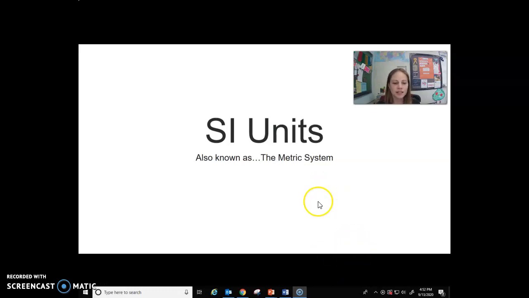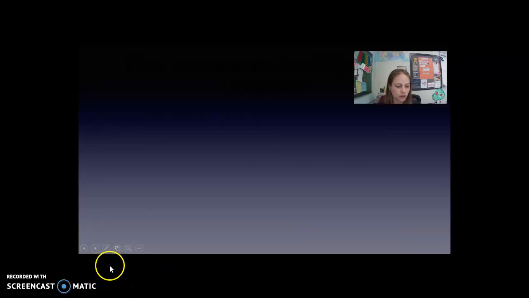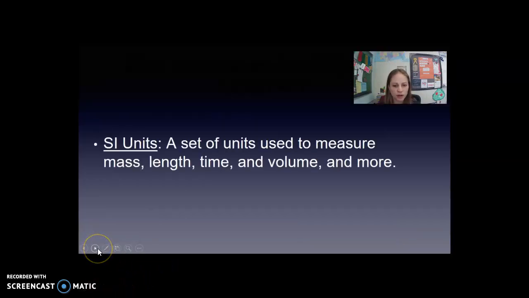Today we're going to talk about SI units. This is also known as the metric system. And there will be times where you'll need to pause this video and write down the slides. I will also upload the slides to Google Classroom, so you do have both of those options, but here we go.